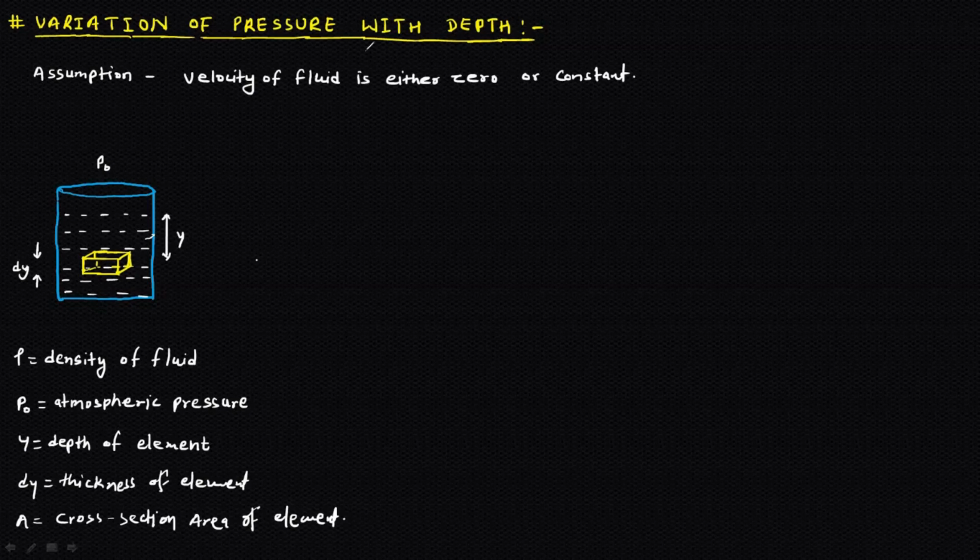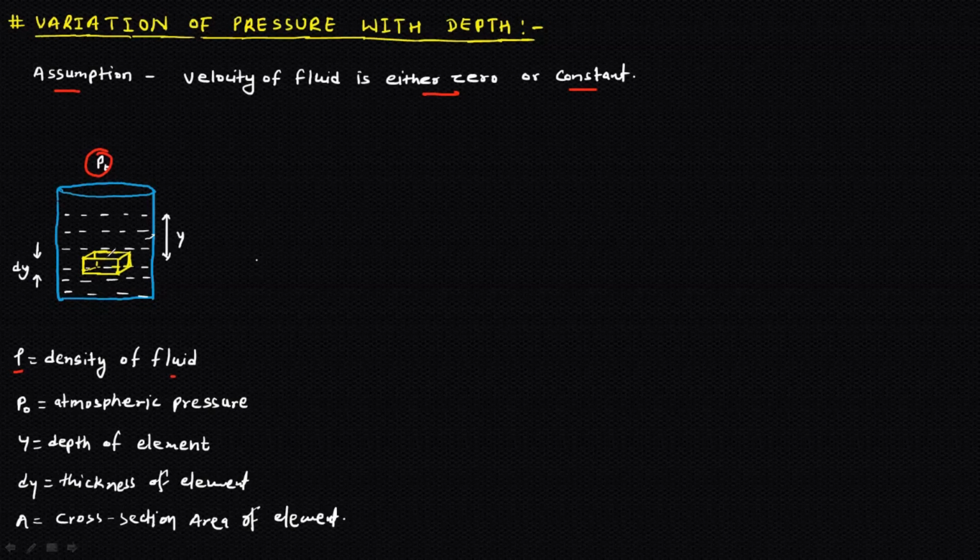Hi students, in this video we are going to discuss the variation of pressure with depth. But before that, we are assuming that the fluid is either stationary or moving with a constant velocity. So here I have taken a fluid where the atmospheric pressure is P0 and the density of the fluid is rho.